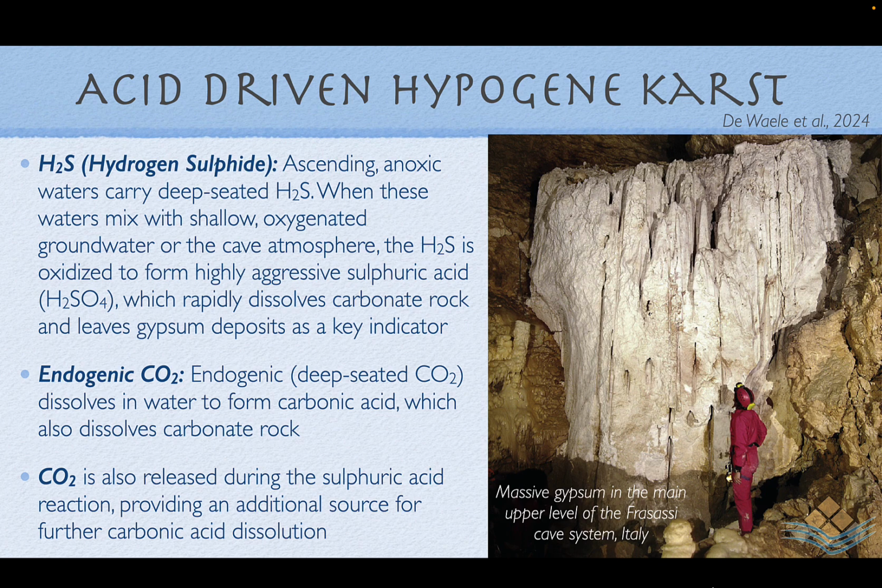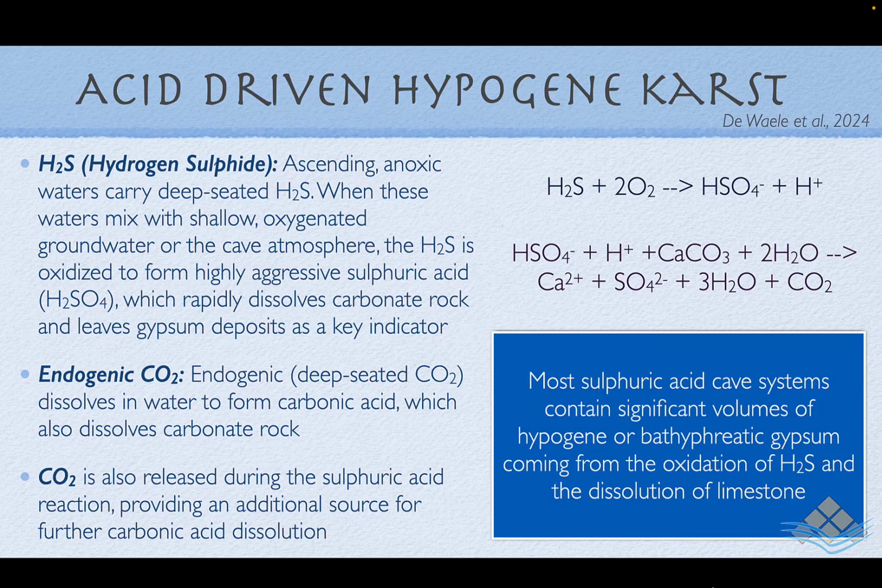In terms of CO2, we can have deep-seated endogenic CO2, and we can also have CO2 released during that sulfuric acid genesis reaction. So CO2 comes from 2 sources: deep-seated CO2, often from catagenic processes, and CO2 that's released as part of the formation of sulfuric acid. The key thing with that sulfuric acid reaction is that most of those cave systems formed from sulfuric acid speleogenesis will contain significant volumes of hypogene or bathyphreatic or burial gypsum coming from that oxidation of H2S and the dissolution of the limestone.